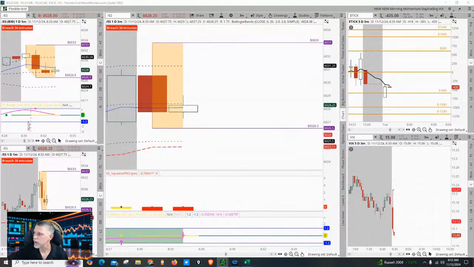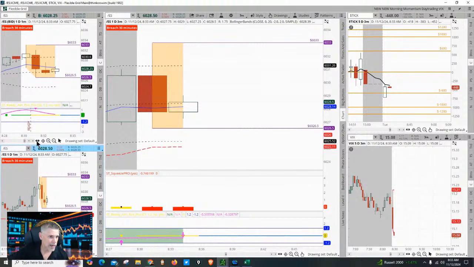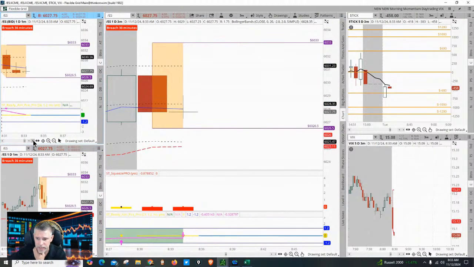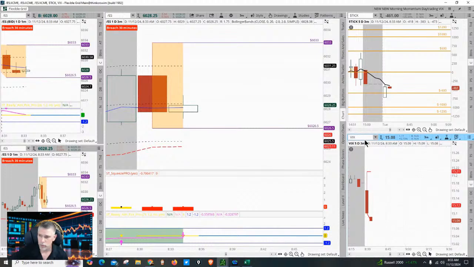Be careful for the traps. Be careful for the fake outs. And recognize that every time we get our setup, we take the trade no matter what. Win, lose, or draw.